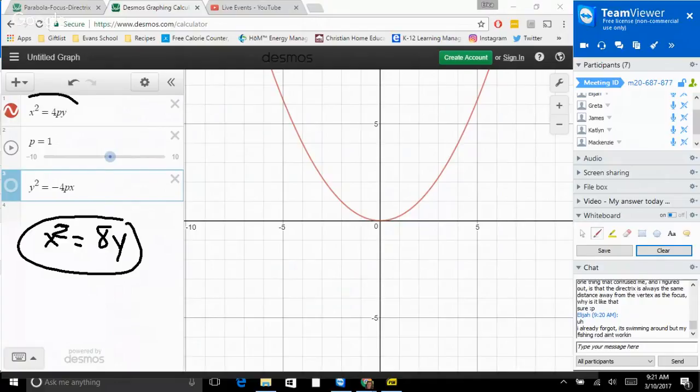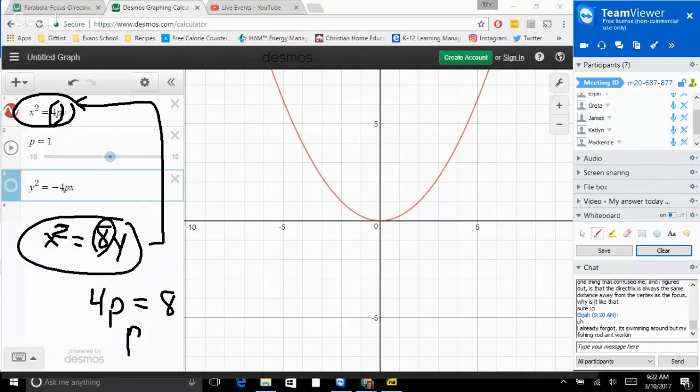Well, this is our standard equation for parabolas that open up. And I know this is a parabola that opens up because it's in the same form. So you'll notice the difference is, in here I have 4py, and here I have 8y. Everything else about the two equations is the same. So what that means is that I can take this 4p and this 8 and set them equal to each other. So 4p equals 8, which means that p equals 2. Okay, did everybody follow that all right? You guys still with me?